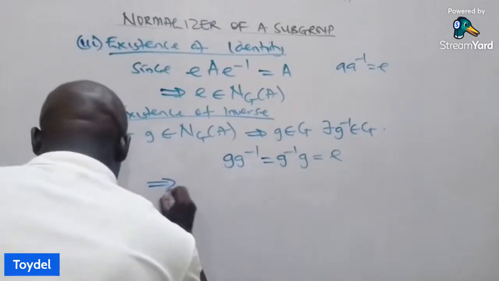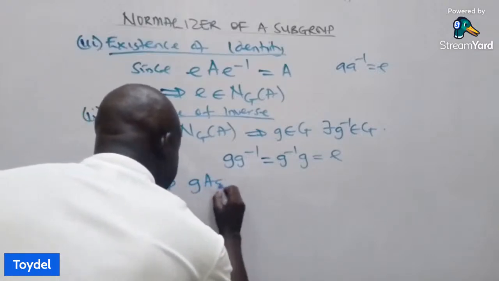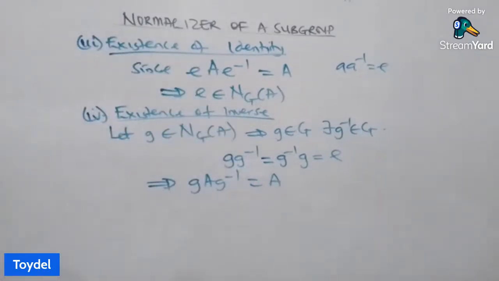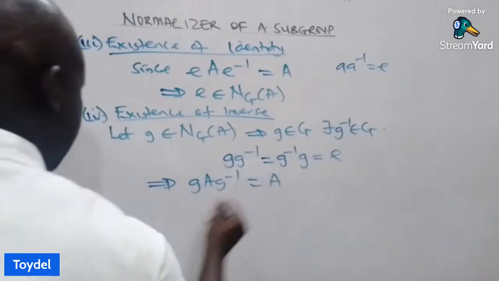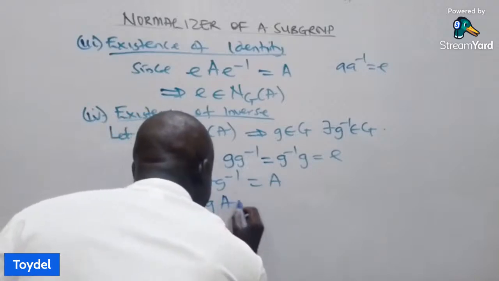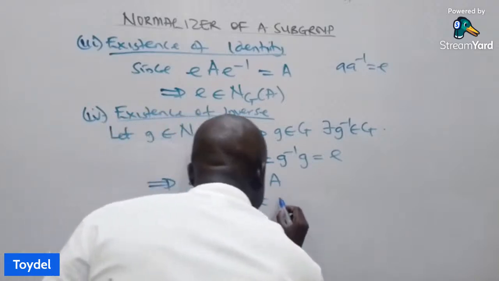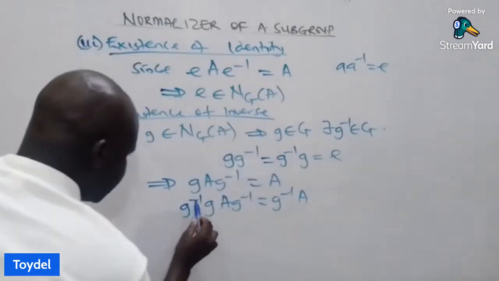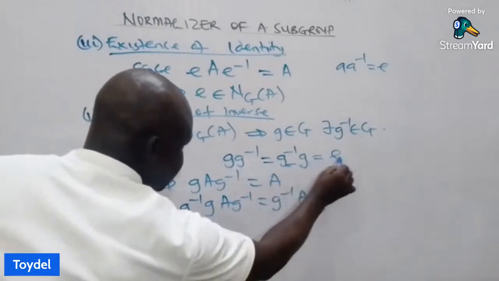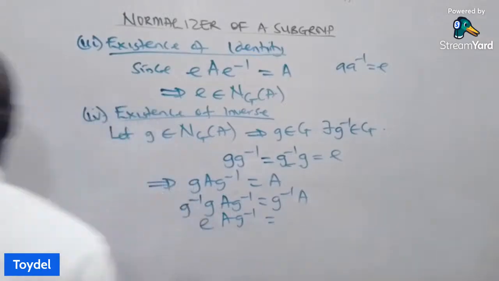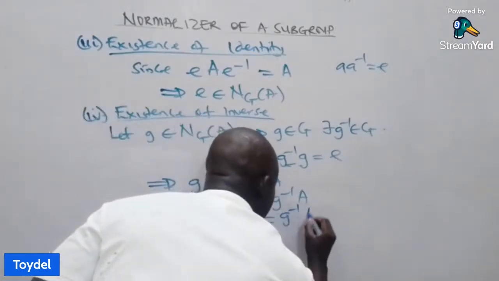So this implies that G inverse is equal to A. That is the implication. Then what can we do here? We can also say let's take G inverse of both sides. G inverse will be equal to what? G inverse A. Then from there, G inverse of G is identity. A G inverse is going to give us G inverse of A.